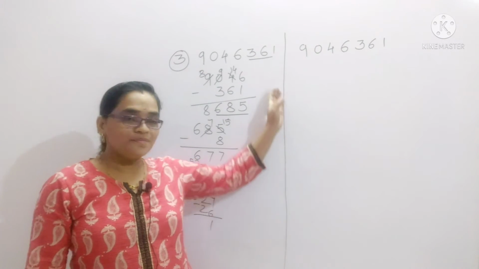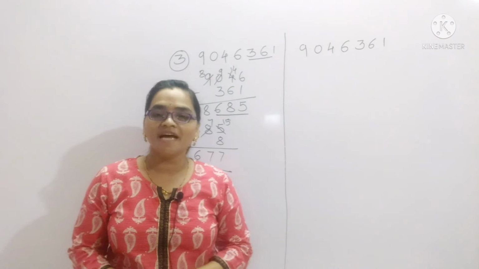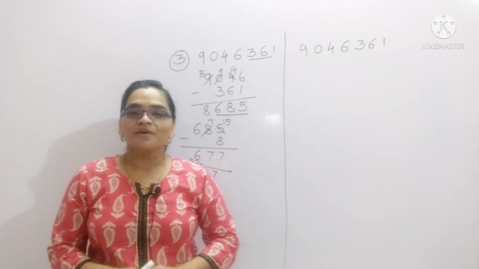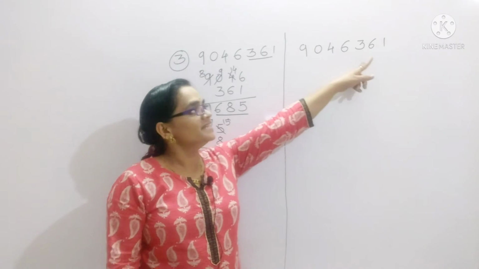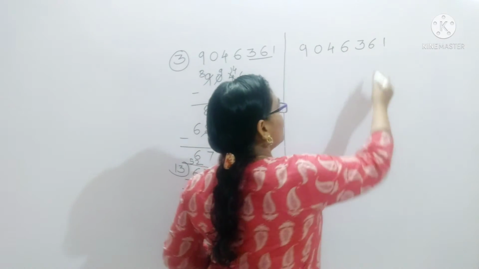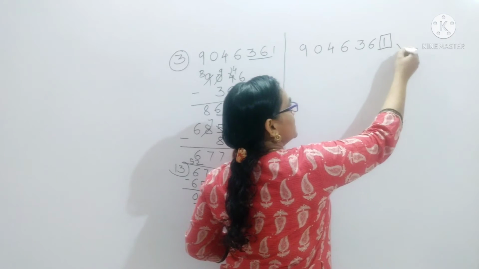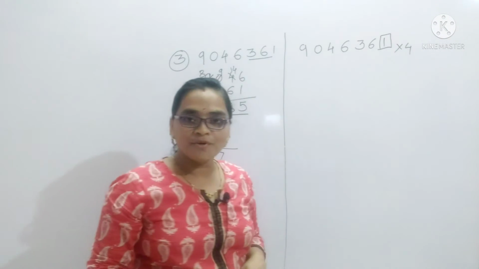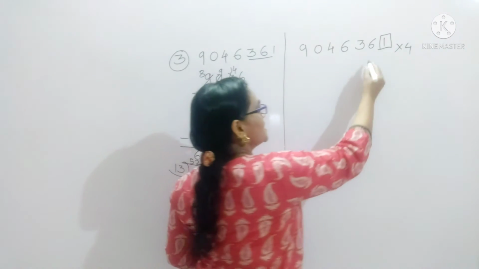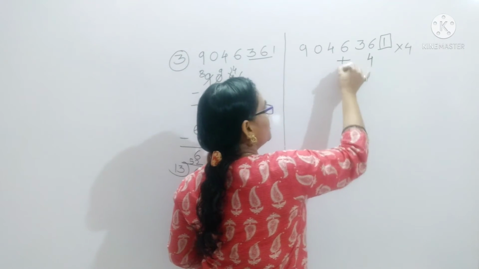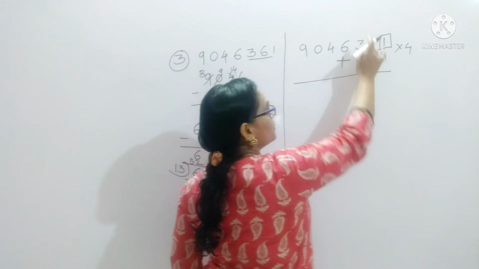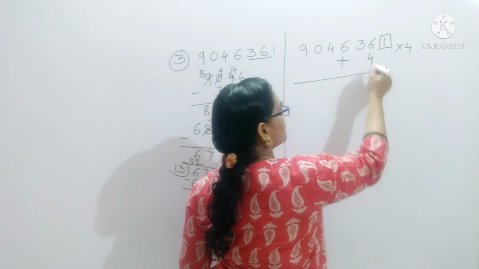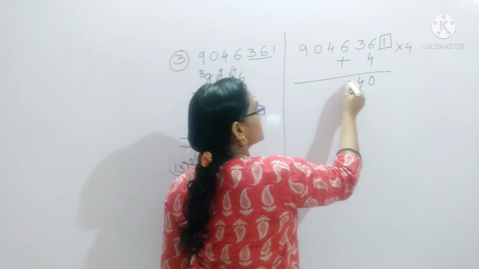See here, for the same example we are going to apply the second rule. What is the second rule? Check the ones place digit. What is it here? 1. Multiply by that digit, 4. The product we are getting, 1 4s are 4. Add the product, 4, to the remaining number. 6 plus 4, 10. 1 carry, 3 plus 1, 4.